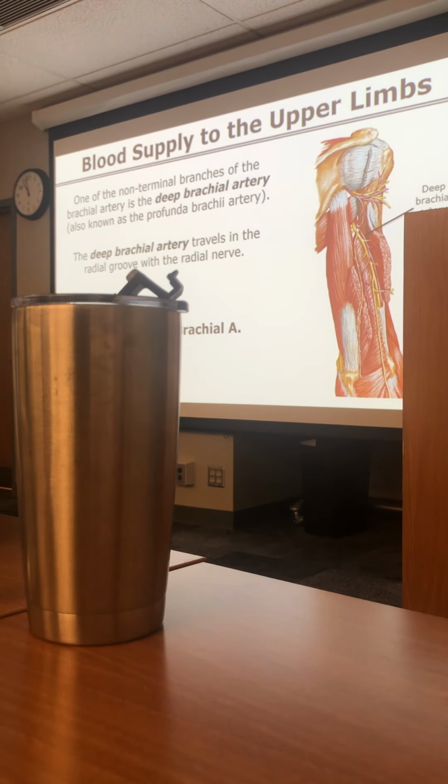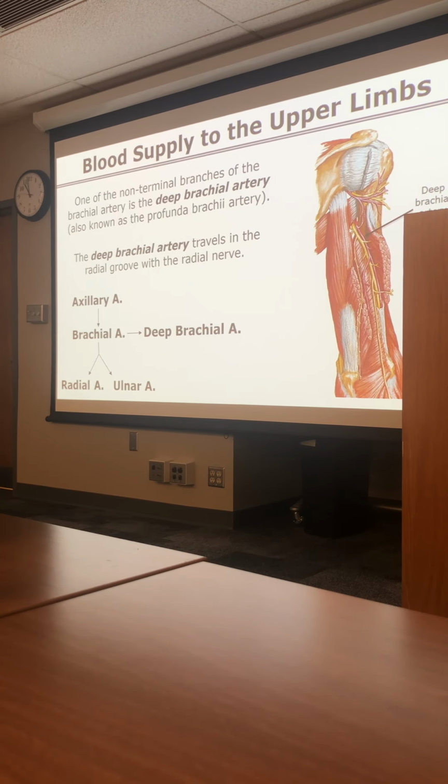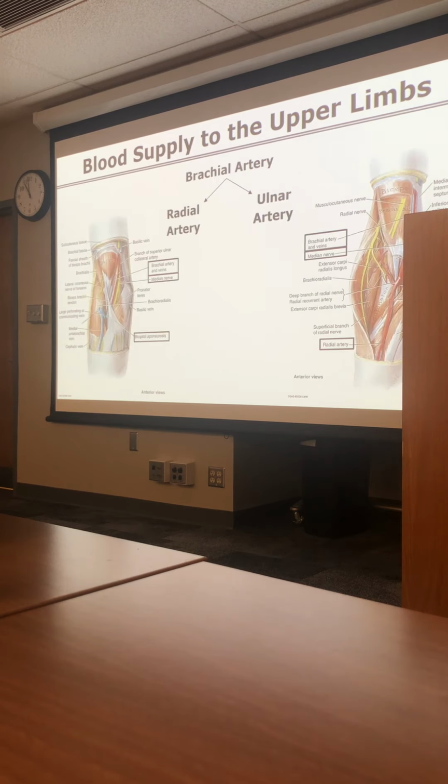You can see, this is from a posterior view, so you can see this is your posterior circumflex humeral artery. You can see your deep brachial artery here, and this nerve running with it is the radial nerve, which comes from what cord levels? C5 to T1, good, all of them. Okay, so in the cubital fossa, you'll see the brachial artery here splitting into your radial and your ulnar arteries.